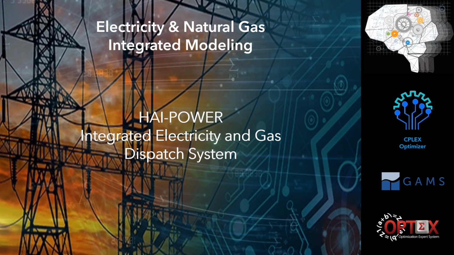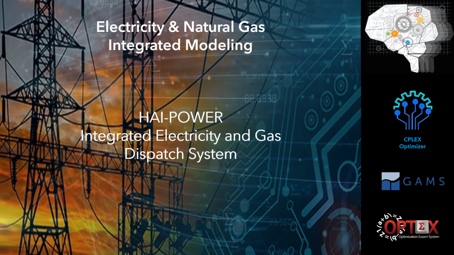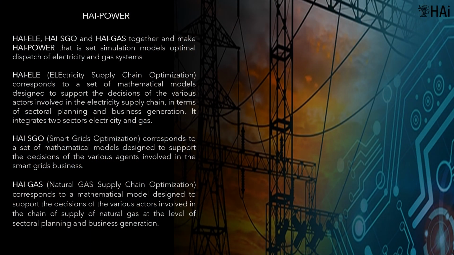High power. Integrated electricity and gas dispatch system. High power integrates the following models. High electricity supply chain optimization supports decisions in the electricity supply chain in terms of sectoral planning and business generation. High smart grids optimization supports the decisions of the various agents involved in the smart grids business. High natural gas supply chain optimization supports the decisions of the actors involved in the natural gas supply chain at the level of sectoral planning and business generation.